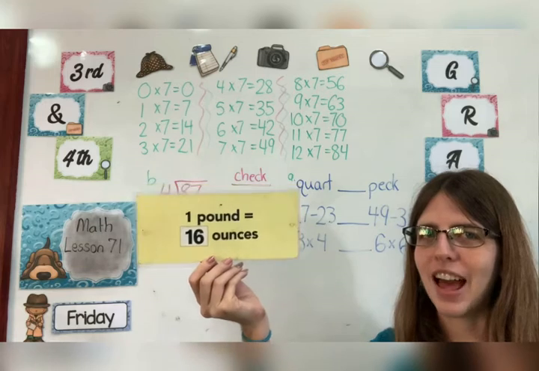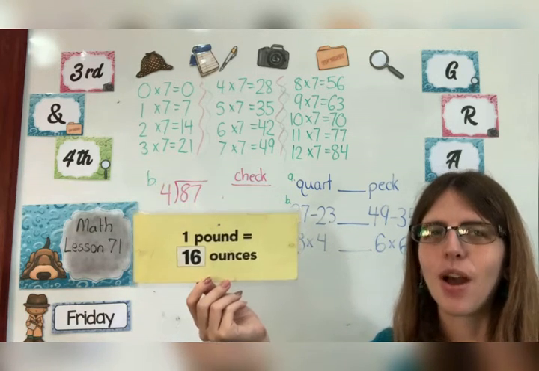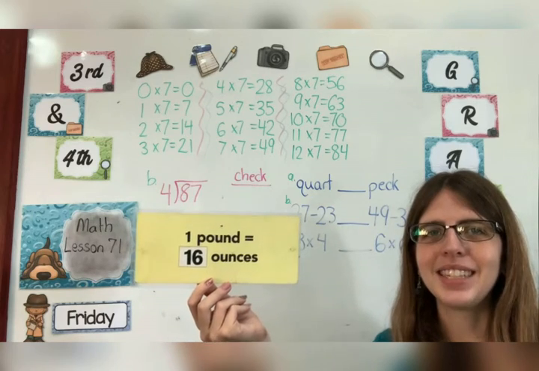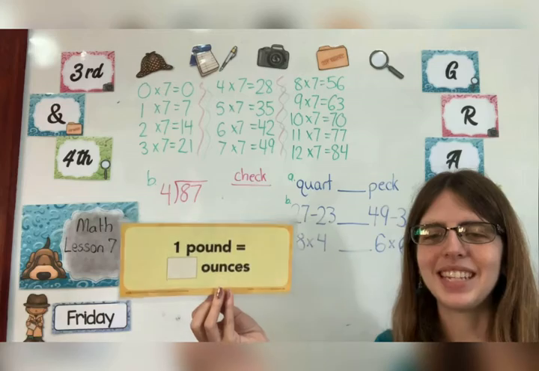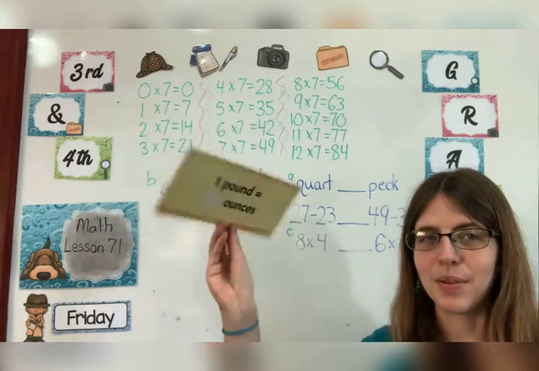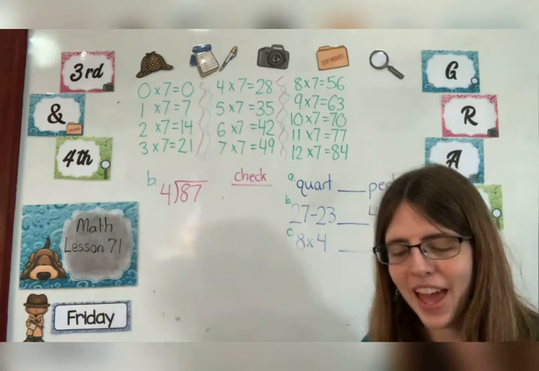Let's say that 3 times. 1 pound equals 16 ounces. Okay, I'm going to put this card into our stack for another day.